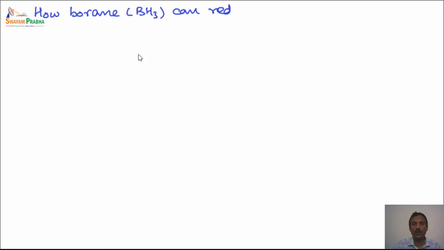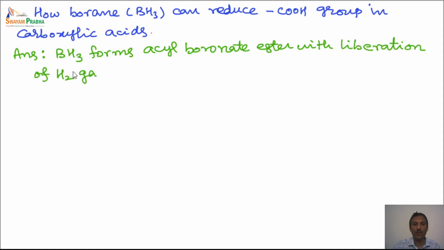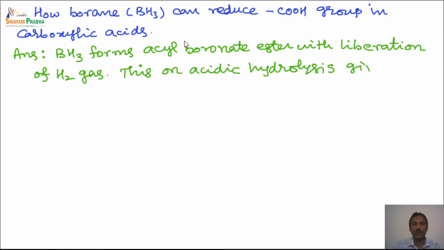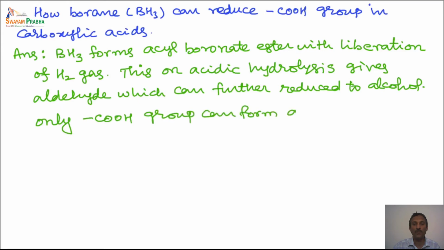We saw that the carboxylic acid group can be reduced using borane, but we cannot use this procedure for the reduction of esters. Let us see why we cannot reduce esters using BH3. In the mechanism just seen, borane forms an acyl boronate ester with the liberation of hydrogen gas. This is the first step. This acyl boronate ester on acidic hydrolysis gives the aldehyde, which can further be reduced to the alcohol. For this, we need an acidic proton. In the first step, the acyl boronate ester formation requires the acidic proton. But in the case of esters, we do not have that acidic proton. That is the reason esters cannot be reduced using borane.